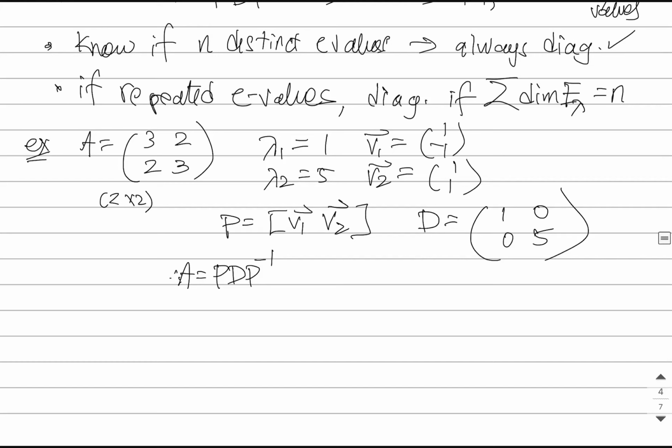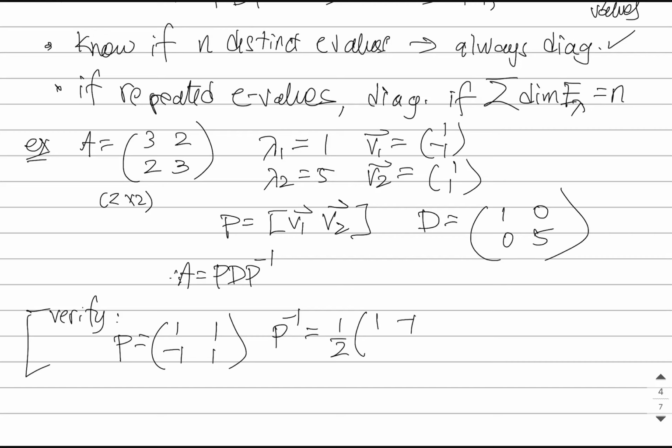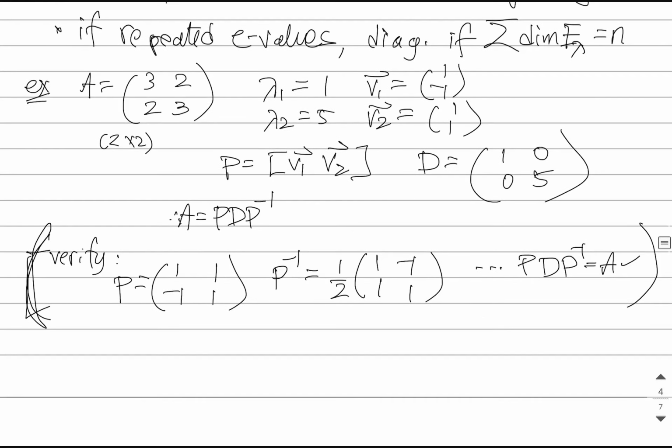Now, if you want, you could sit there and verify it. You could say, all right, there's P. P is 1, negative 1, 1, 1. You could find P inverse. You'd get a half as the 1 over the determinant, and P inverse would end up looking like this. And then you could sit there and compute P, D, P inverse, and you could find that it will equal your original matrix. You don't need to do that.